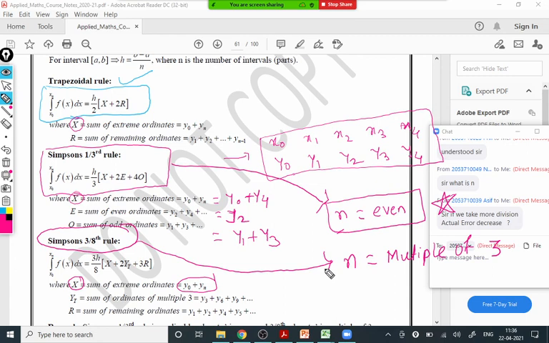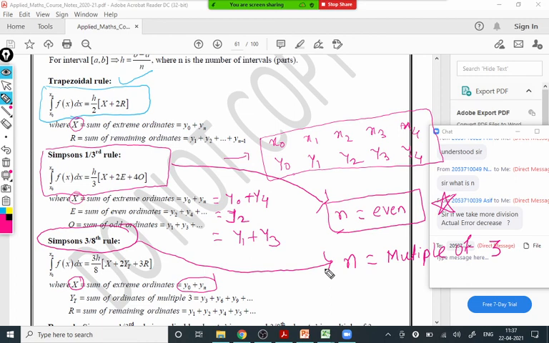So for example, n equal to 1, or I will take n equal to 5. That is neither a multiple of 3 nor even. So in such a case you can use the trapezoidal rule. But these methods are generally more accurate than trapezoidal, provided that n is even or a multiple of 3.